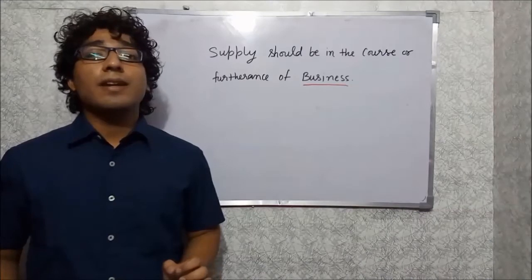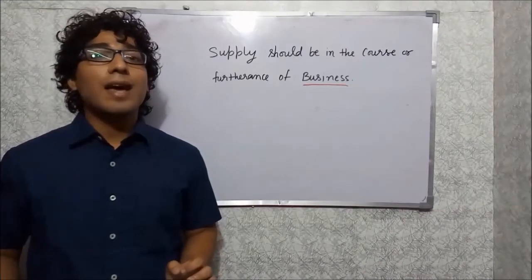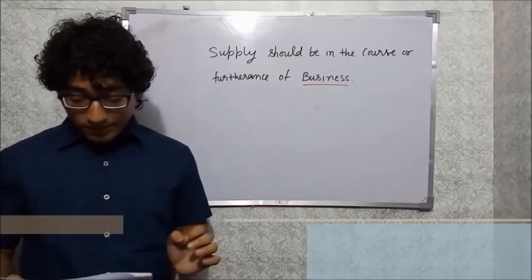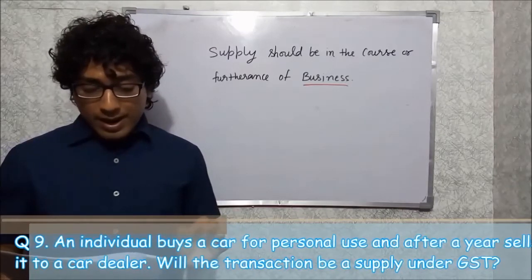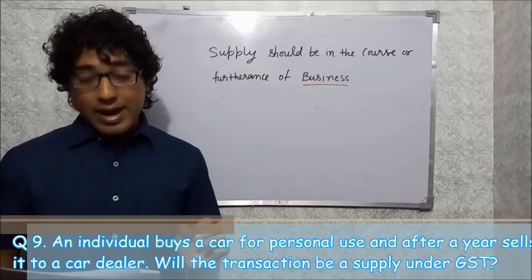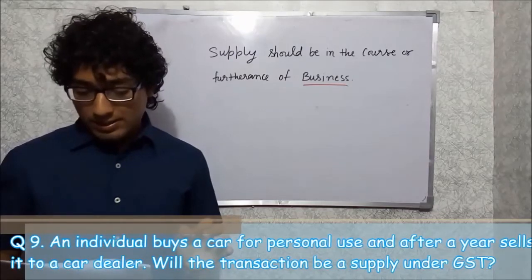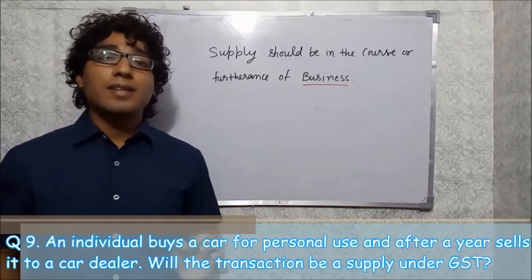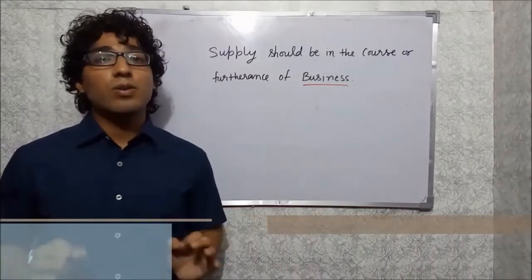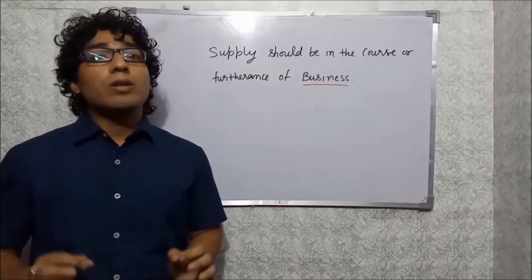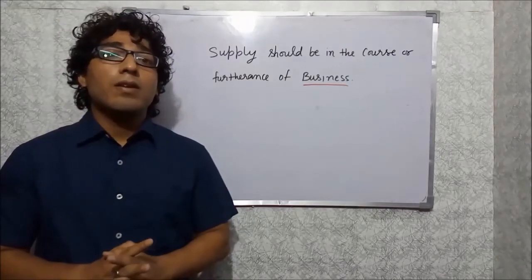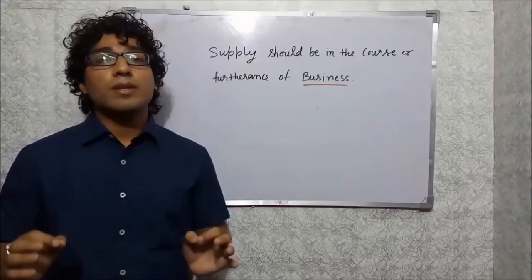And the next question is related to the practical aspect of supply in the course or furtherance of business. The practical question is, an individual buys a car for personal use and after a year sells it to a car dealer. Will the transaction be a supply under GST? The answer is no, because in order for a transaction to constitute a supply under GST, it should be in the course or furtherance of business.